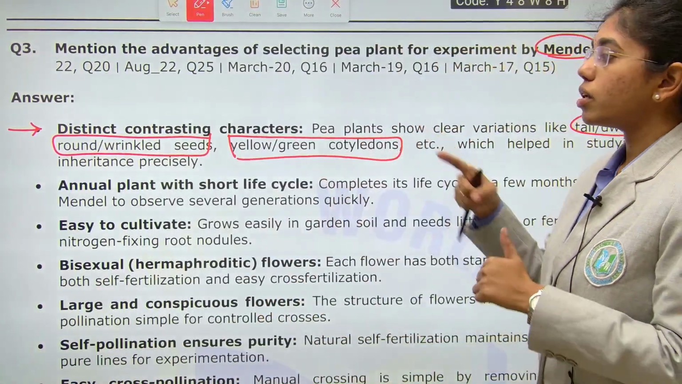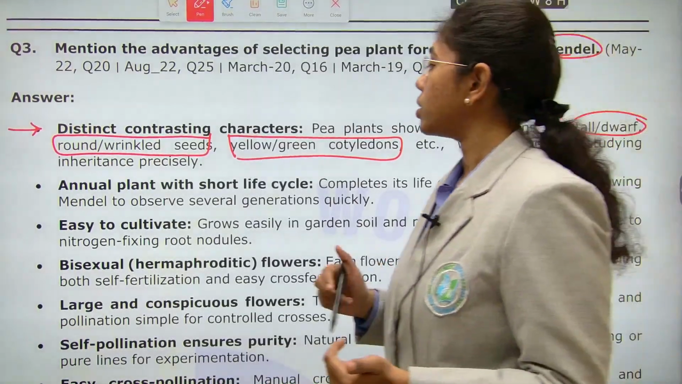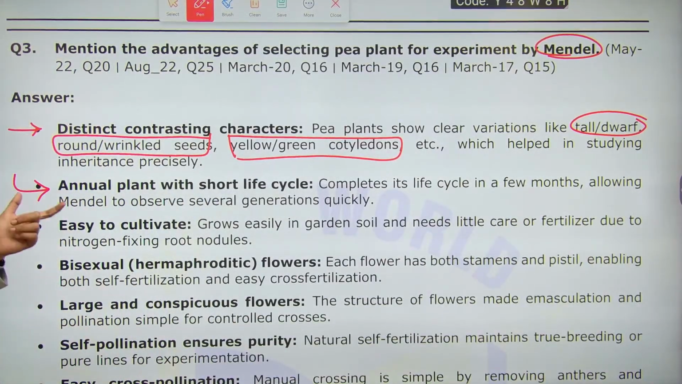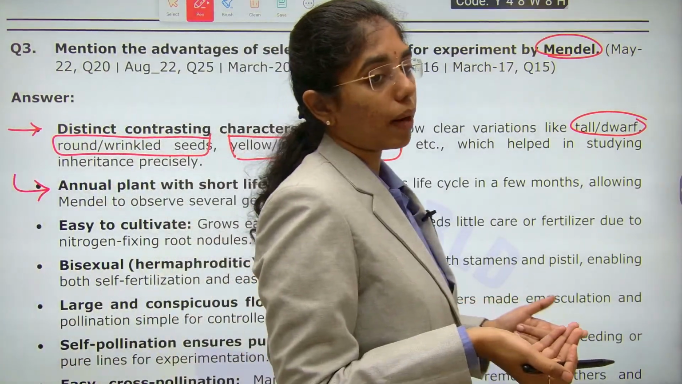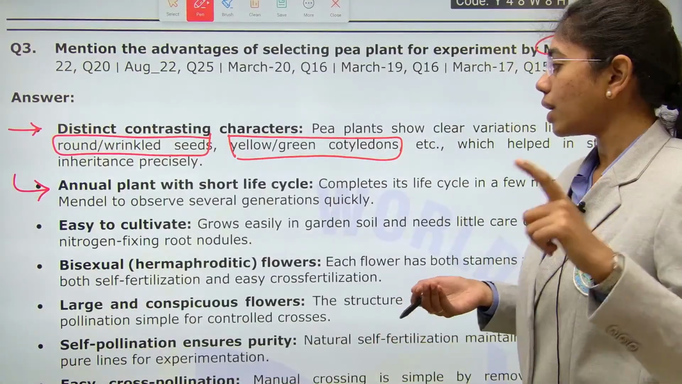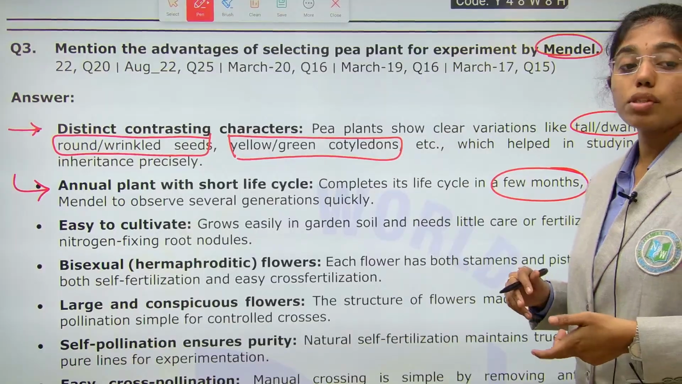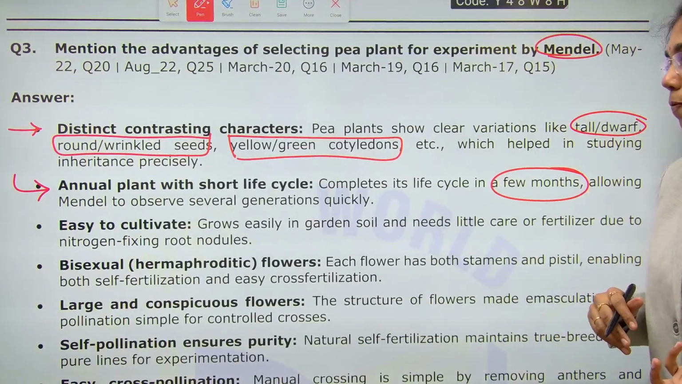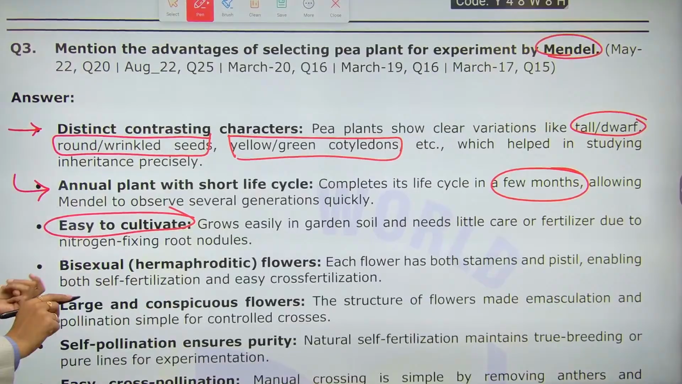So the first foremost reason is distinct contrasting characters. Second is annual plants with a short life cycle. The pea plant does not take years to grow. It is an annual plant with a very short life cycle, completing it in just a few months, allowing Mendel to observe several generations quickly, like the F1 generation and F2 generation. And third, it is easy to cultivate. This easily grows in garden soil.